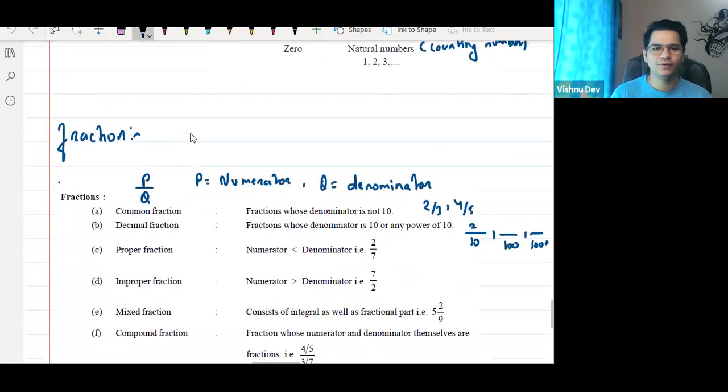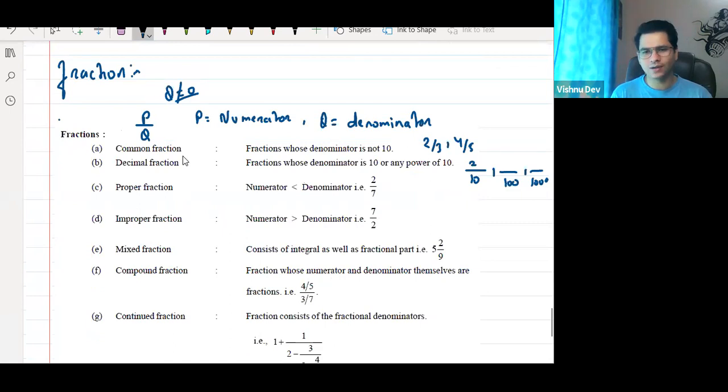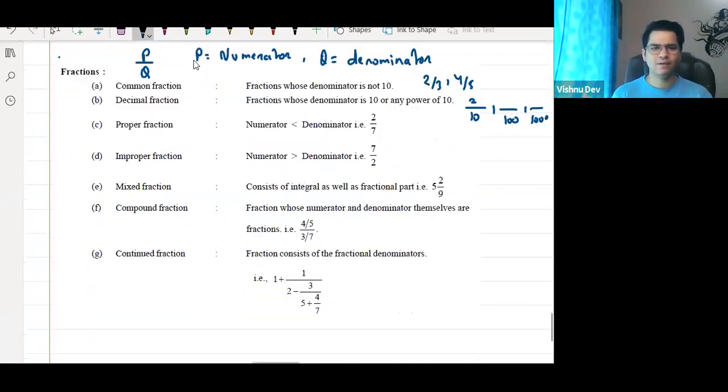I have already told you, for any rational number, Q should not be equal to zero. Simple. So I am not putting Q in the denominator. If Q is in the numerator, then it is your common fraction. These things are not used, you just have to remember. Yes, 5/10 is 0.5. We will discuss decimals later.